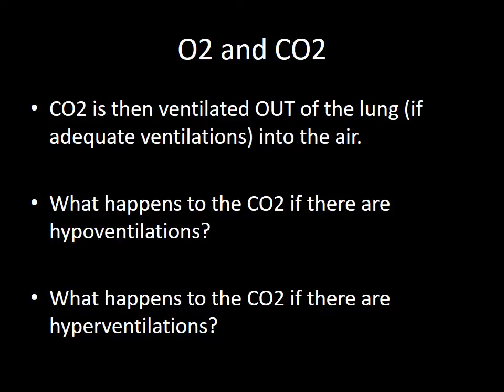So what happens to the carbon dioxide if there is hypoventilation, or slow and shallow ventilation? What happens to the carbon dioxide? And we've already talked about that, how the carbon dioxide builds up in the alveoli to the point where it has a hard time diffusing out of the bloodstream, so we get high carbon dioxide with hypoventilation. With hyperventilation, it's the opposite. We blow off too much carbon dioxide, so the carbon dioxide in the body actually is going to go down.